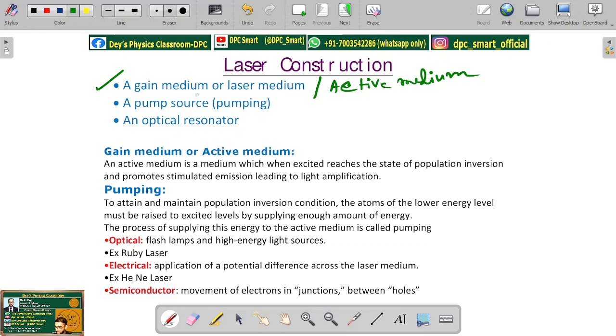That means whatever we call an active medium or gain medium, it must have the property that when it is excited to reach excited states, it will reach a state of population inversion, so the population inversion mechanism must occur within it, and it will promote stimulated emission leading to light amplification. That means three processes should occur within it: population inversion, promotion of stimulated emission, and that will lead to light amplification. So that type of medium is called gain medium or active medium.